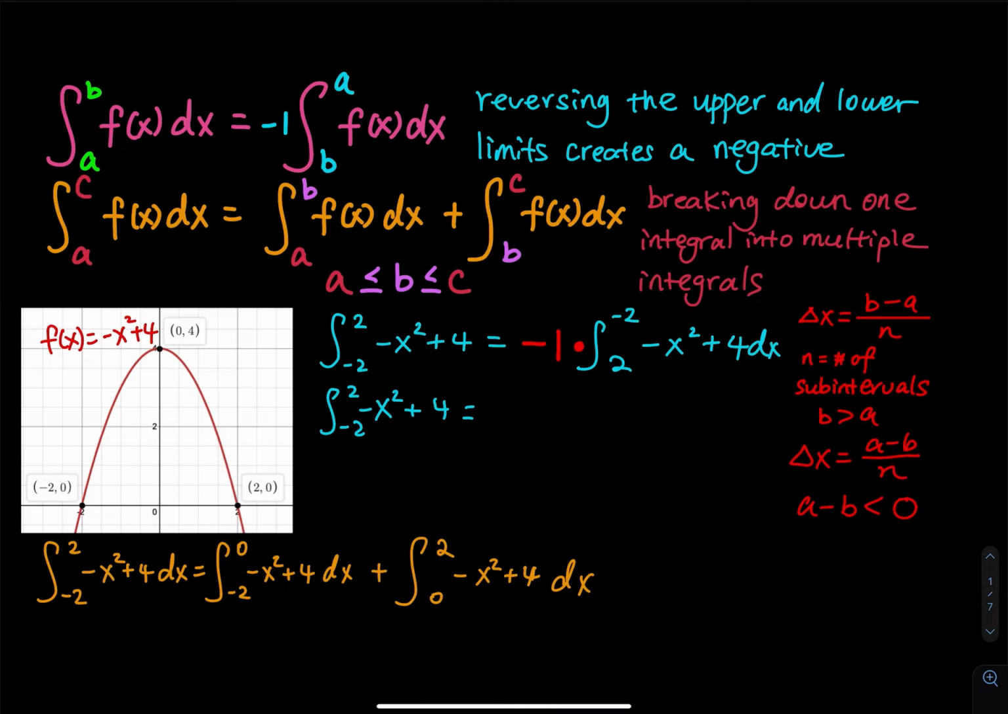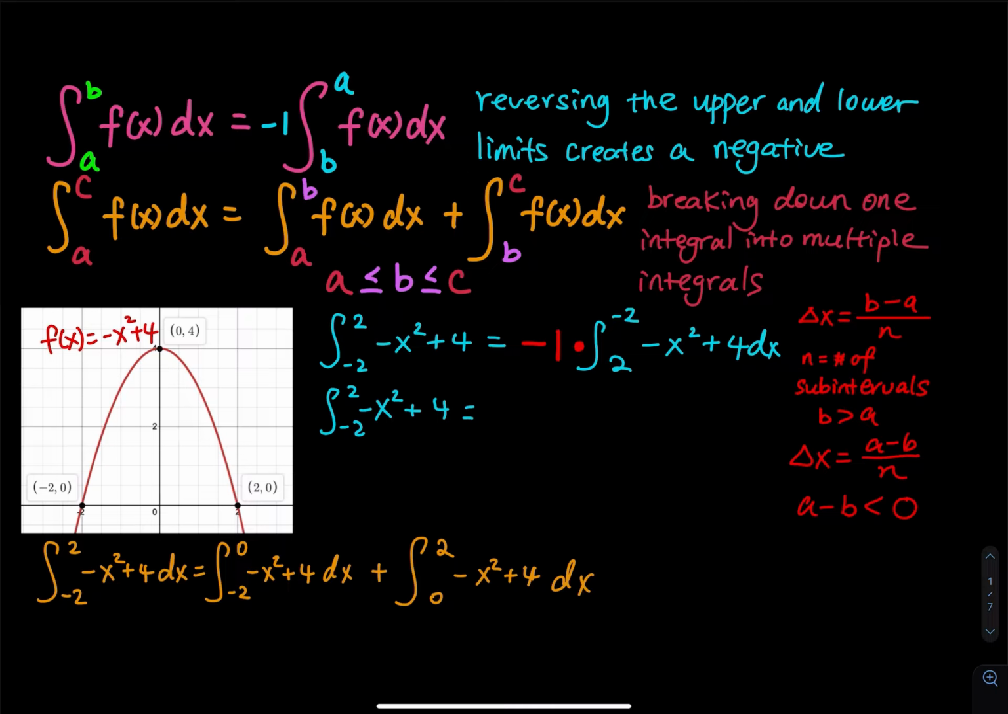And then the next one is you have a definite integral from a to c of f of x dx. This one I have b between a and c. So that is the same thing as going from a to b first, and then you plus going from b to c. So this one is breaking down one integral into multiple integrals.